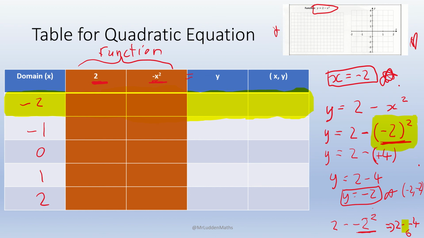So just be so careful on this step here when you're substituting in. Just be so careful that you put your brackets there. So I'm going to take this part here at the bottom away, because I don't want you getting confused about that.